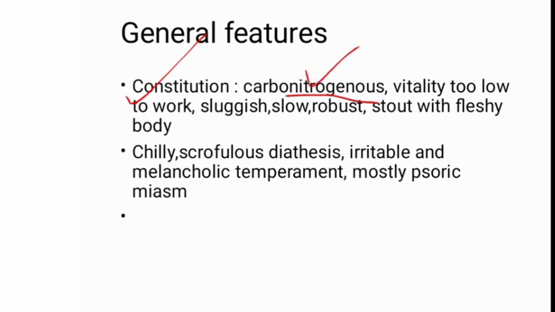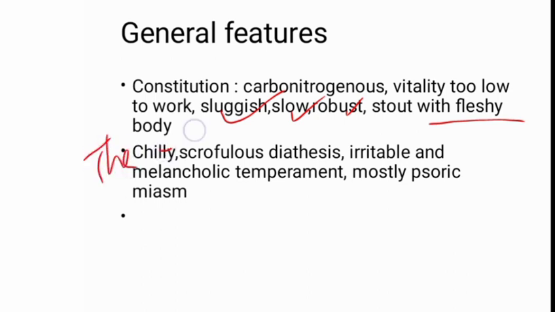What does it mean? The persons have vitality too weak, are sluggish and slow acting, or a robust, stout person with a fleshy body. The general features of carbon are that they are very sluggish, slow, robust with a fleshy body. Thermally, carbon is a chilly patient. There will be glandular affection, hence scrofulous diathesis. They are irritable, of melancholic temperament, and mostly the psoric miasm is included. Psora is the predominant miasm in the carbon group.